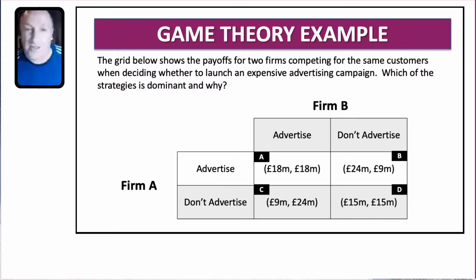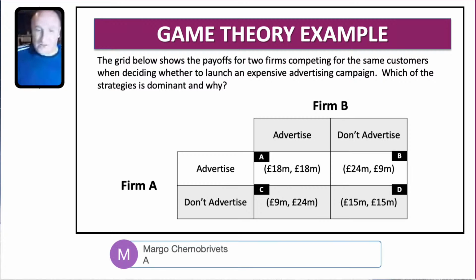So which of the strategies is dominant and why? So A, B, C, or D, what is the likely dominant strategy for one or both of these firms in this game theory situation? So do you advertise? Do you go ahead with a big marketing plan, or do you not advertise, you hold back? So do both firms advertise? Do both firms not advertise?